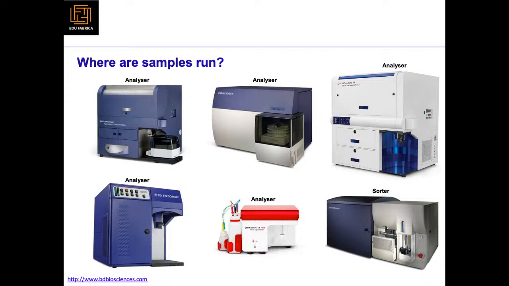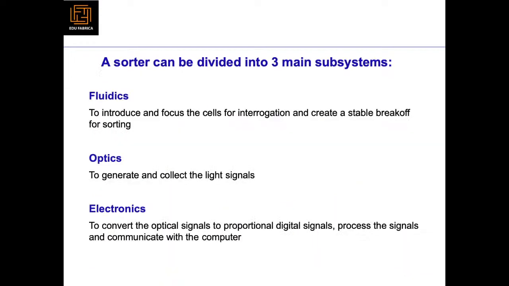Then where are the samples run? Samples can be run over these analyzers. These are the various machines, and how they work. They are differentiated based on the complexity, how the results are shown, and how fast it is. So this is the cheapest one. This one we can see here, but the results are also slow.